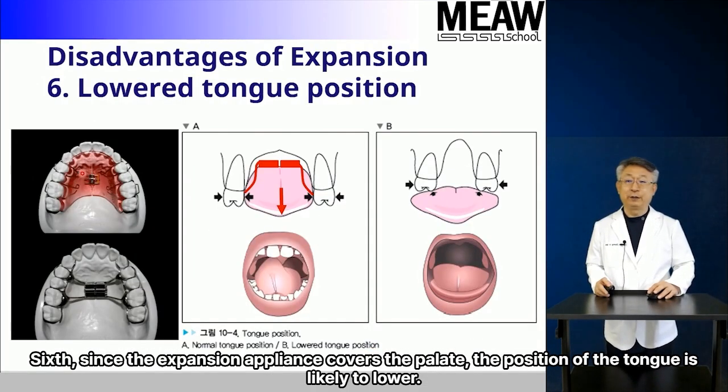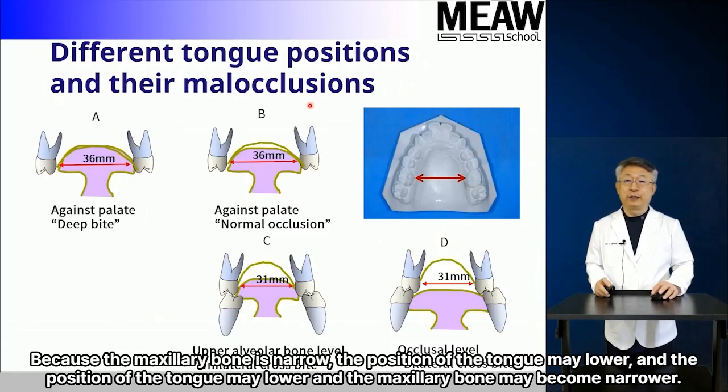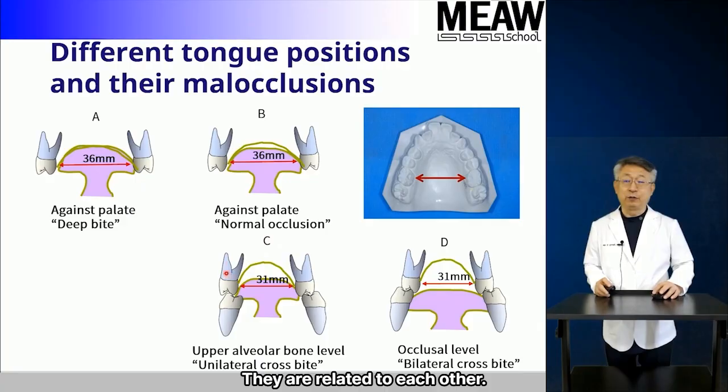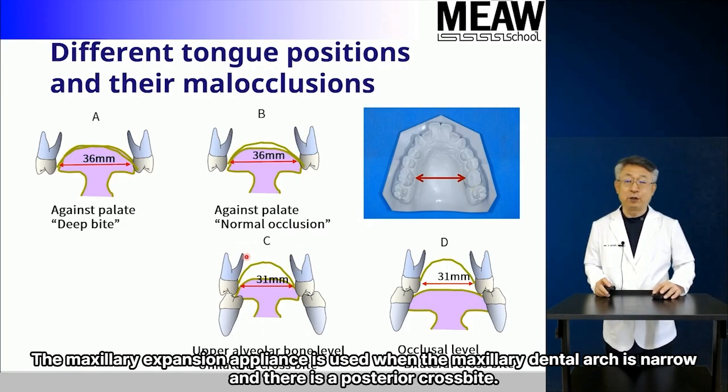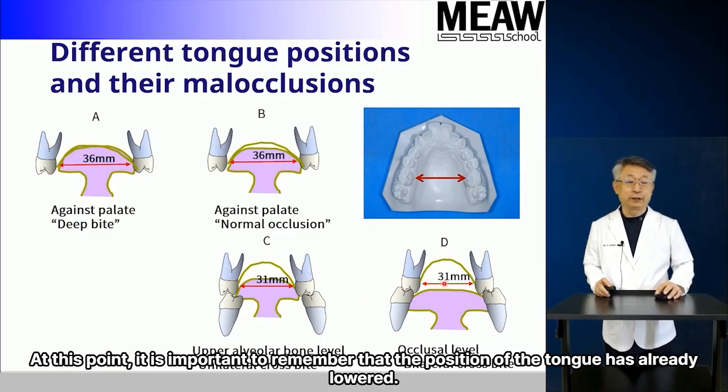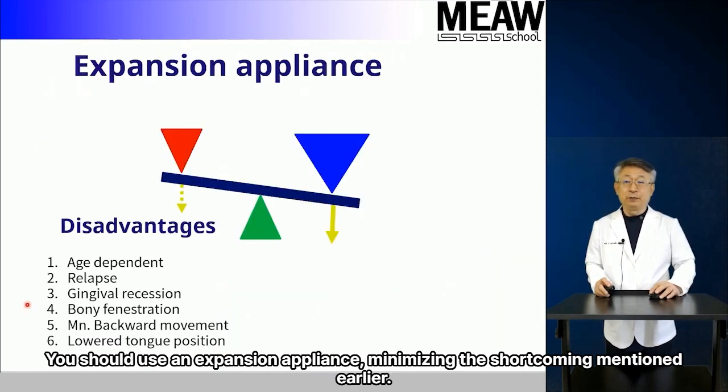Sixth, since the expansion appliance covers the palate, the position of the tongue is likely to lower. Because the maxillary bone is narrow, the position of the tongue may lower, and the position of the tongue may lower, and the maxillary bone may become narrower. They are related to each other. The maxillary expansion appliance is used when the maxillary dental arch is narrow and there is a posterior crossbite. At this point, it is important to remember that the position of the tongue has already lowered. You should use an expansion appliance, minimizing the shortcomings mentioned earlier.